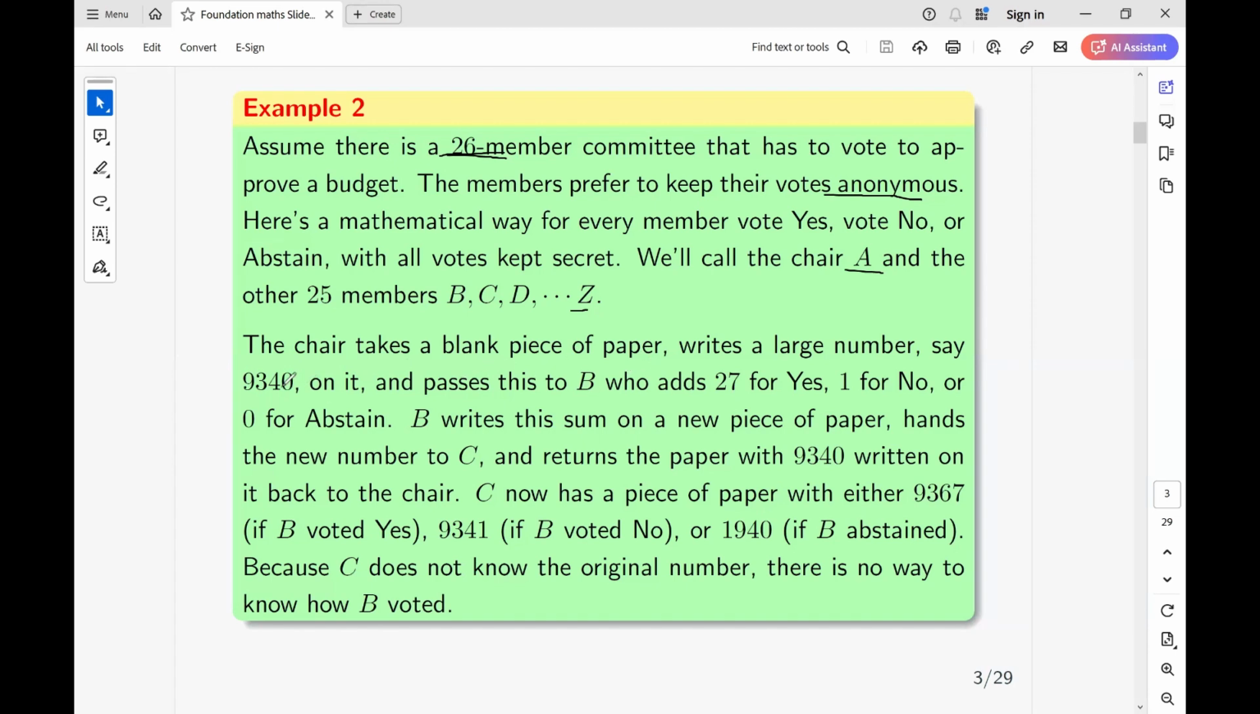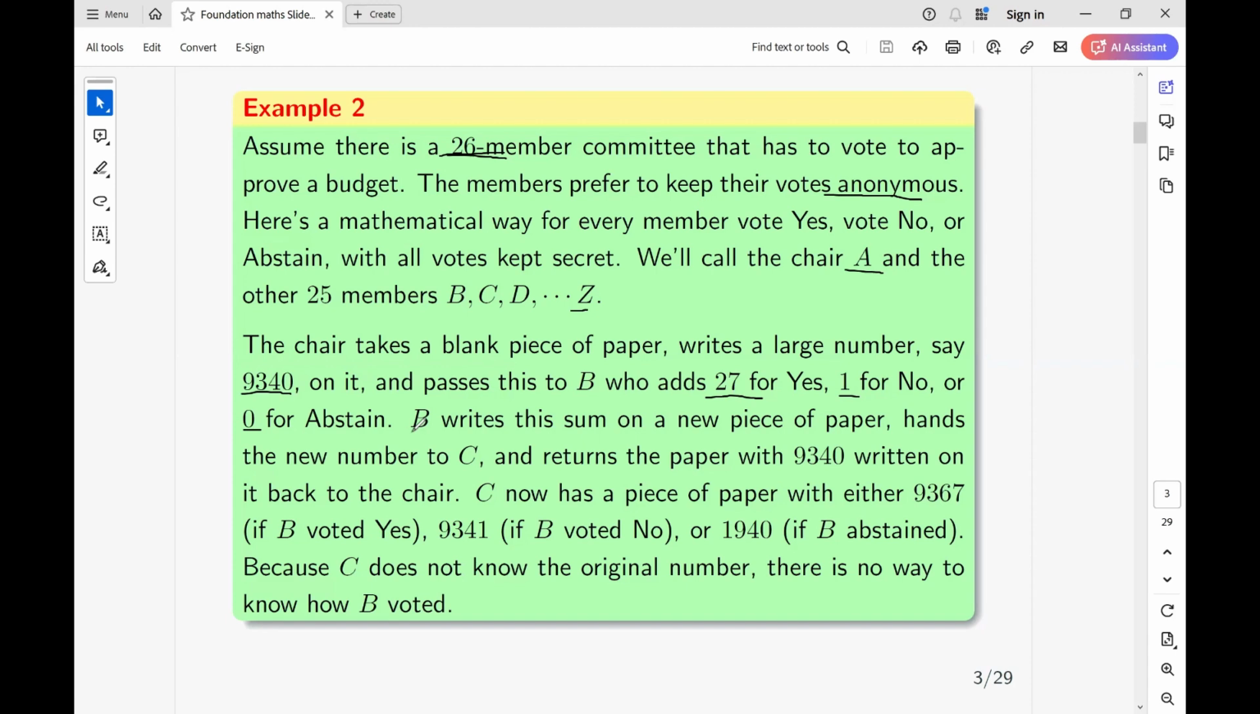So the chair will then write a secret number, just the way I did. Let me say the chair writes 9,340 on the piece of paper. Then it passes to the first person. He tells the first person and all the members that if you are voting yes, then add 27 to the total you will get. But if you are voting no, add 1. But if you are abstaining, you add a 0 to the total.